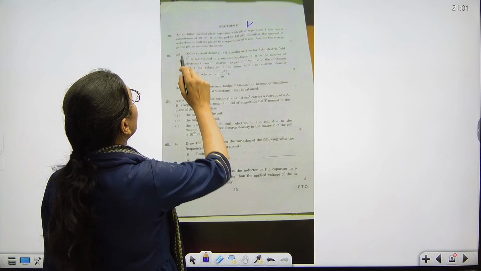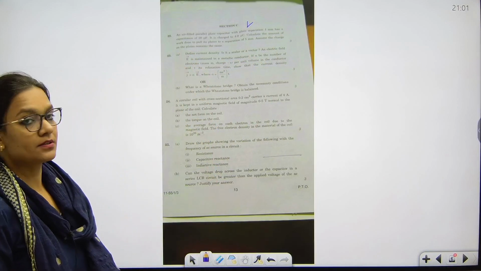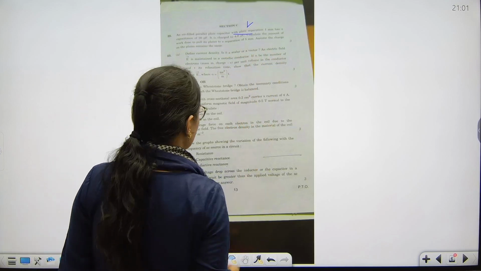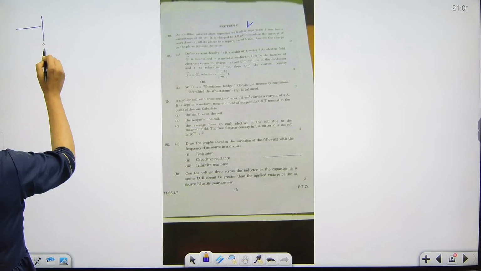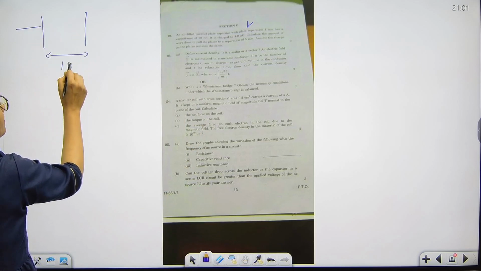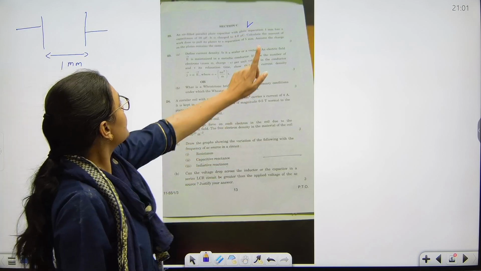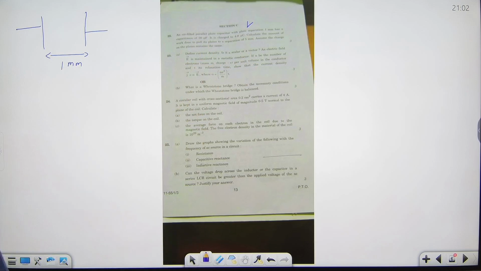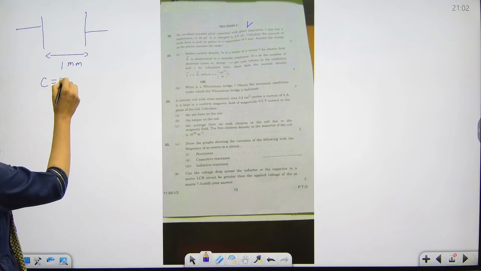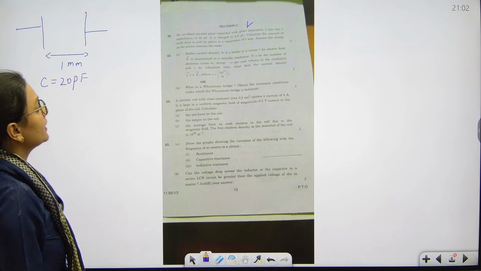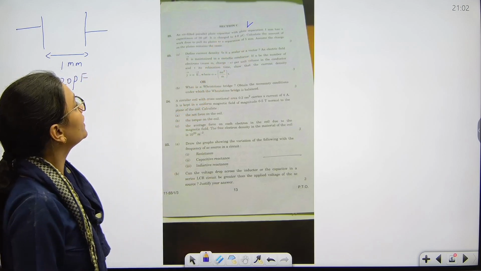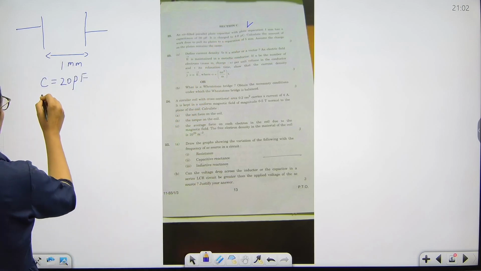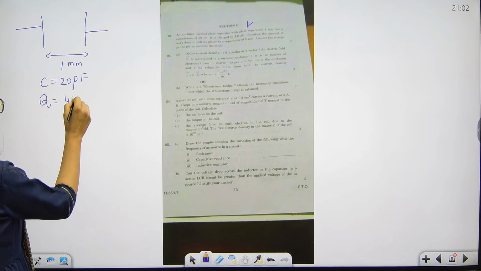It says that an air-filled parallel plate capacitor, a parallel plate capacitor in which air is filled, with plate separation 1 millimeter. So we have a parallel plate capacitor like this, and the plate separation was 1 millimeter. It has a capacitance of 20 picofarad. Then it is charged to 4 microcoulomb. So the initial charge of the capacitor is 4 microcoulomb.